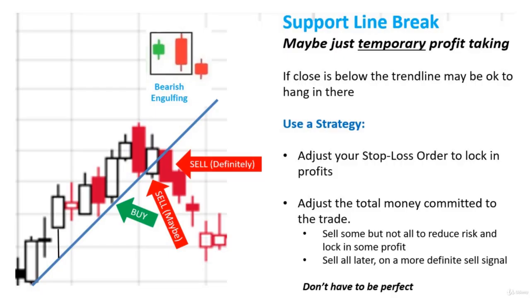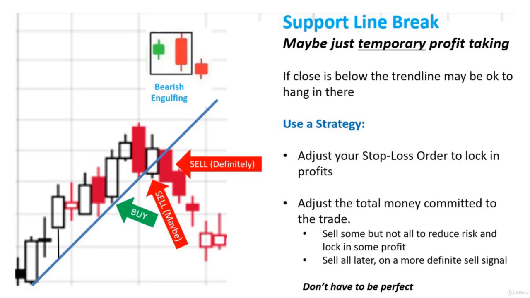And maybe there's just some temporary profit taking. Maybe it's just going to go down or sideways a little bit and then resume that trend. So if the close is below the trend line, you're thinking, well, maybe it might be okay to hang in there a little bit. Just hang in there a little bit more. So if you were to use this as a strategy around that, what you could do is adjust your stop loss order to kind of lock in profits, right?